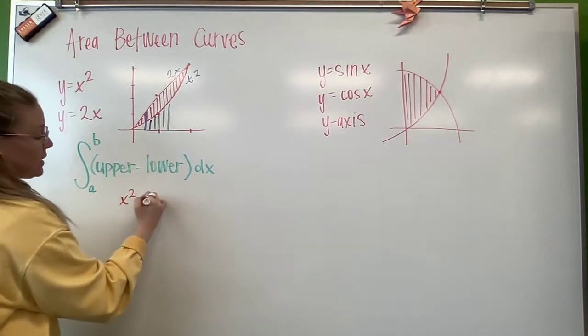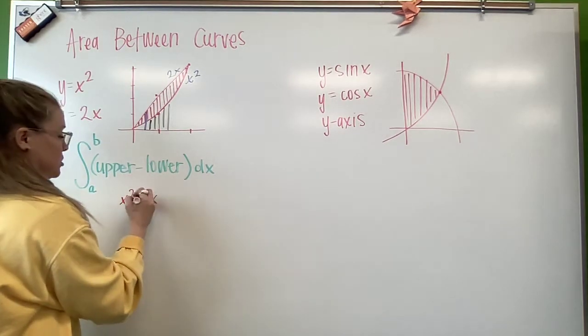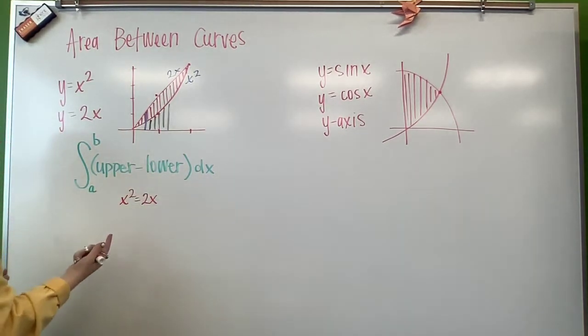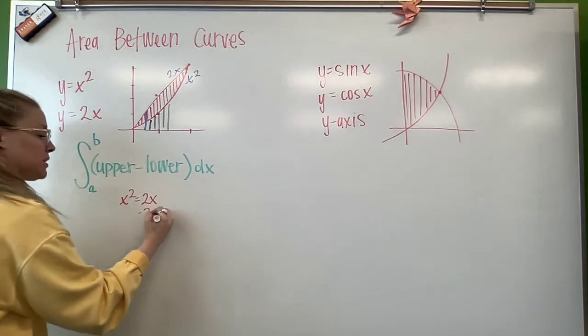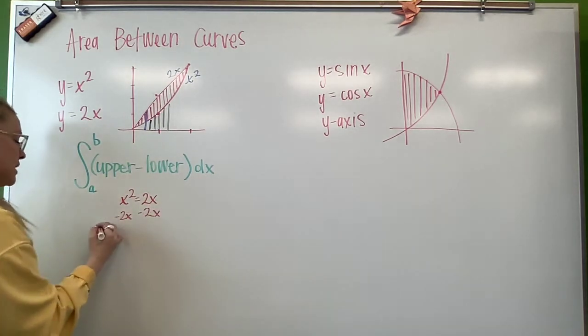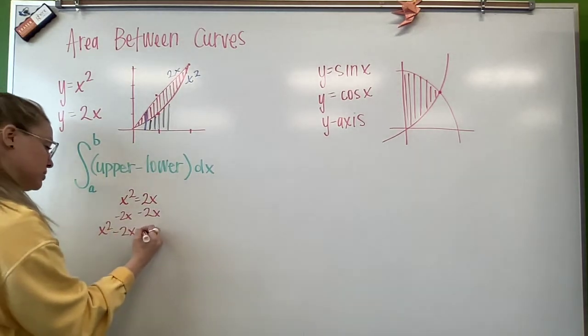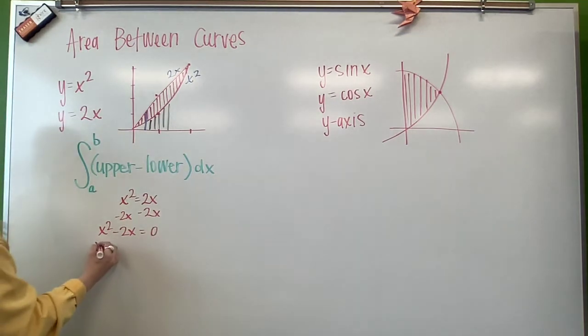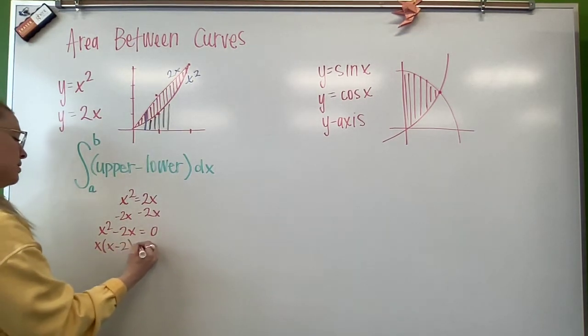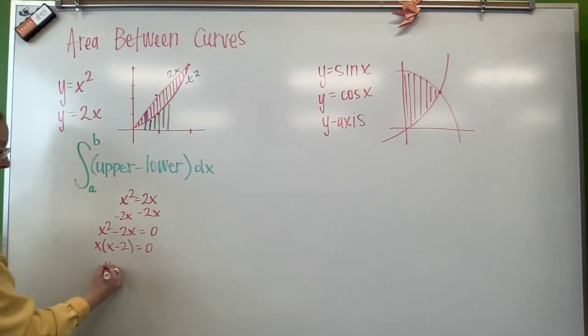So x squared equals 2x. Since we have the x squared, we're going to subtract the 2x over, because that's how we solve our quadratic, setting it equal to 0. So I'm going to go ahead and factor out the x. So here, I see my bounds are going to be 0 and 2.